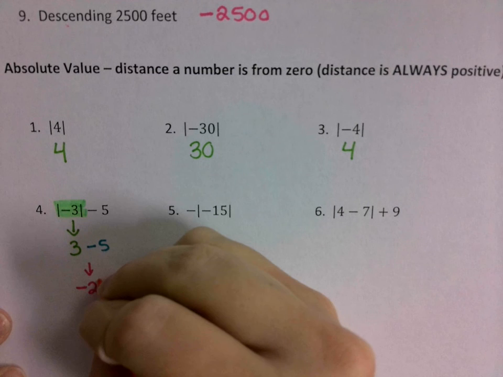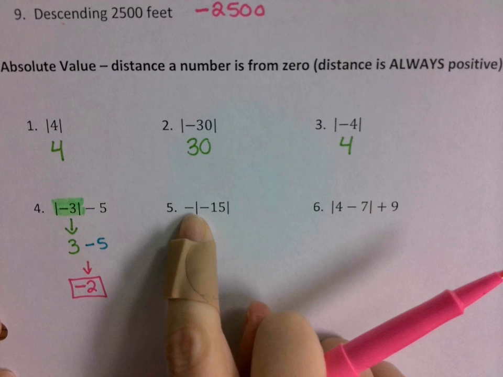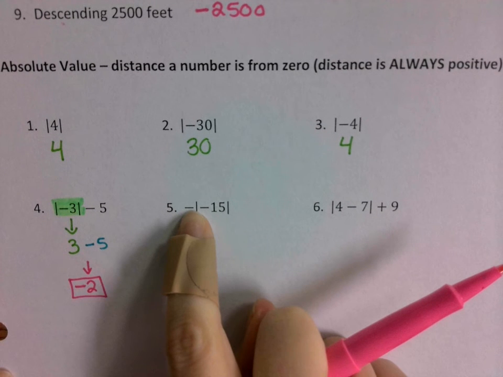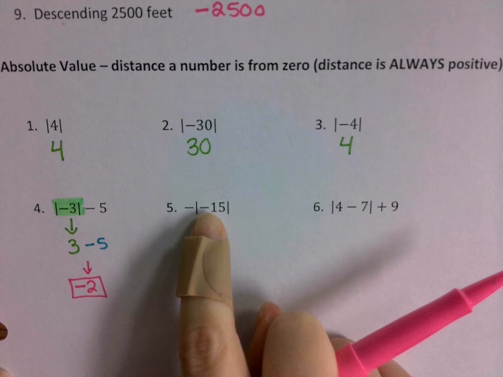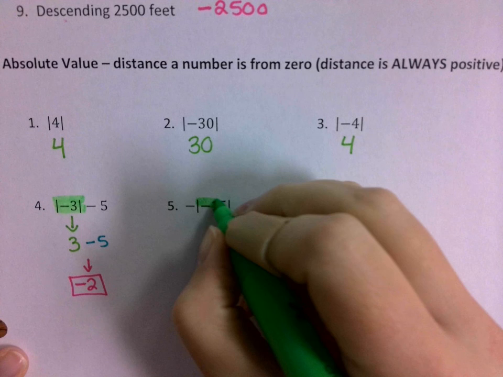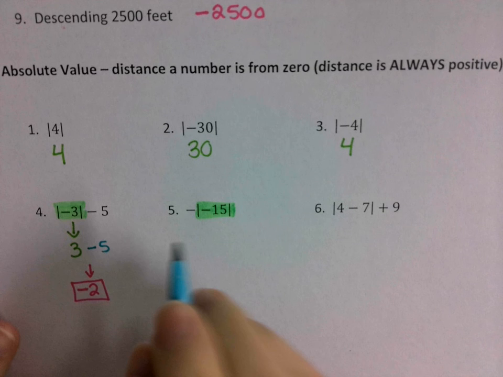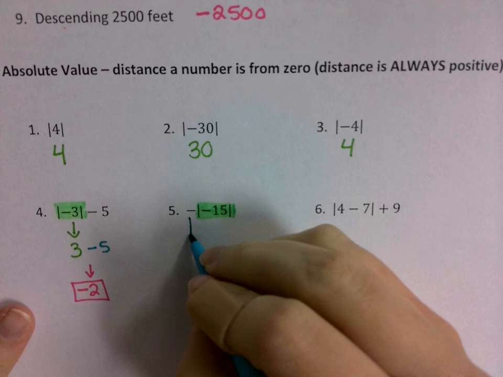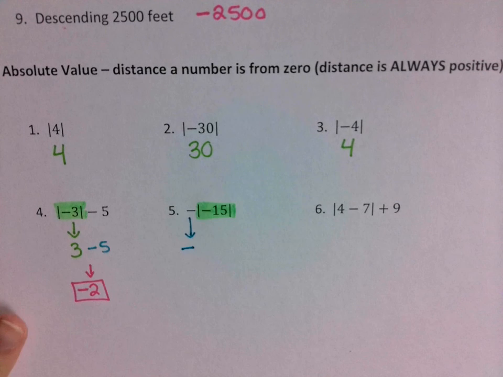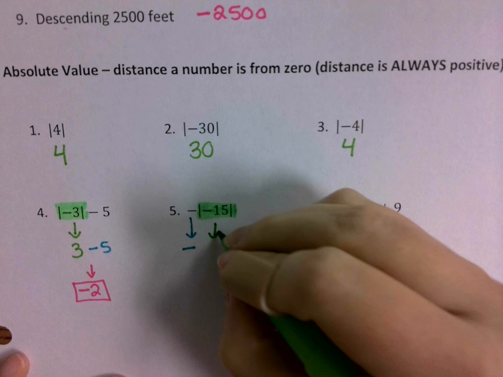Now here I have the negative of the absolute value of -15. So again, we're going to do that absolute value of -15 first. And that negative sign that's on the outside is just going to stay on the outside. So what's the absolute value of -15? 15. And then what is the negative version of 15? -15.